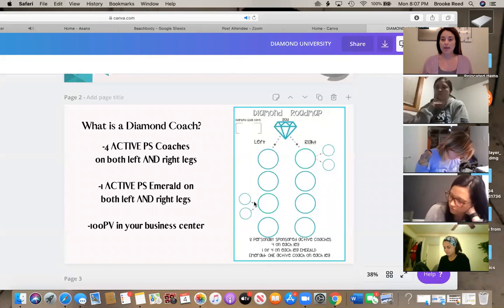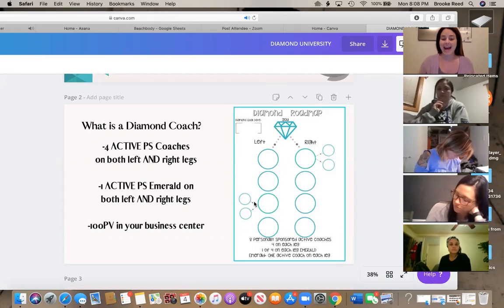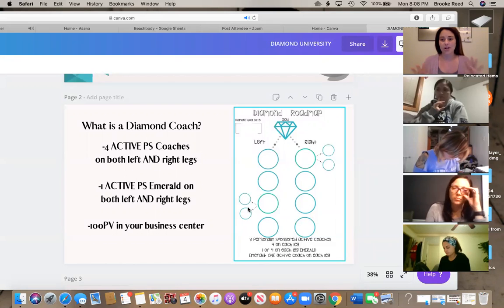Now, you're probably an Emerald, or you're getting close to being an Emerald, so you are probably familiar with what an Emerald is. An Emerald is a coach who has 1 active personally sponsored coach on each leg. So Emerald is 1 on each leg, Diamond is 4 on each leg. Diamond is like getting to Emerald 4 times. So you need to have one working coach on either leg.